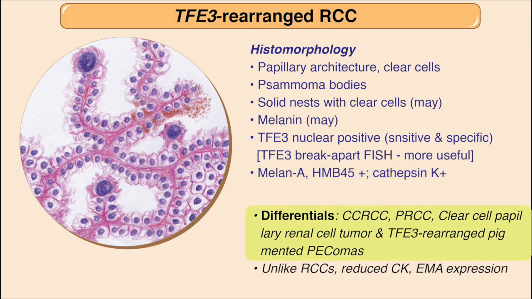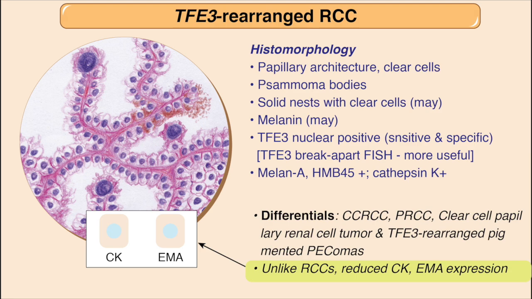Morphological differentials include clear cell RCC, papillary RCC, clear cell papillary renal cell tumor. Melanin containing entities can mimic TFE3 rearranged RCC, such as pigmented PEComas. Unlike most RCCs, these tumors have reduced expression for CK and EMA.